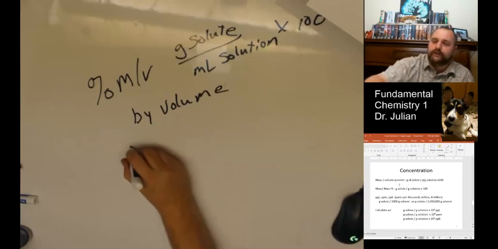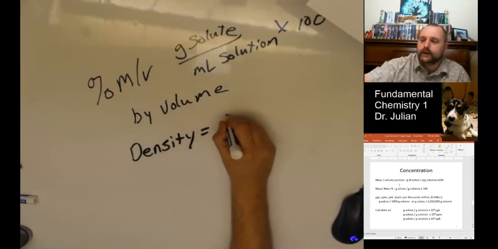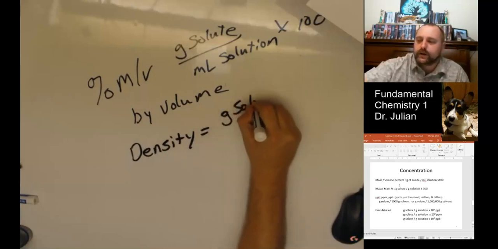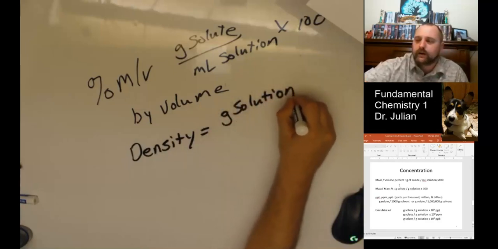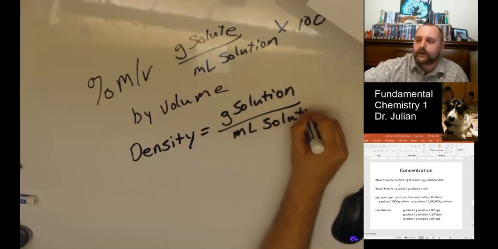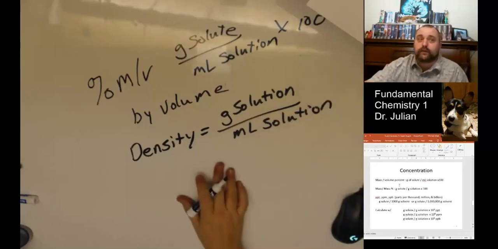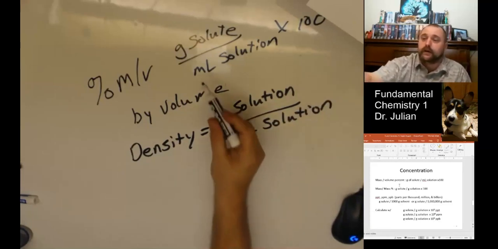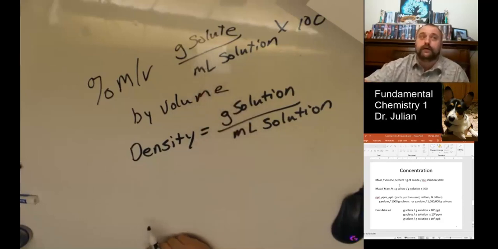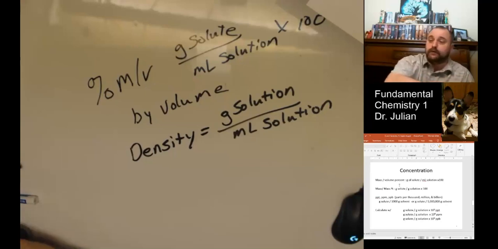Don't get it confused with, for instance, density. So the density would be the grams of solution over milliliters of solution. And there'd be no times 100 because it's not percent. So be careful. They're not the same. So grams of solute over milliliters total solution. Most everything has on the bottom the total solution.